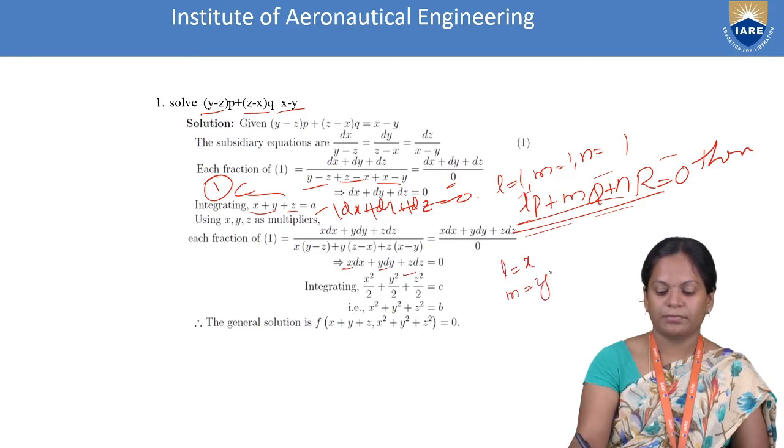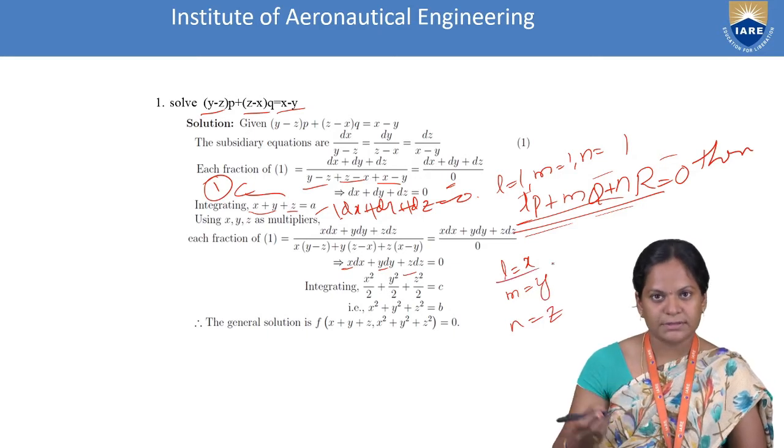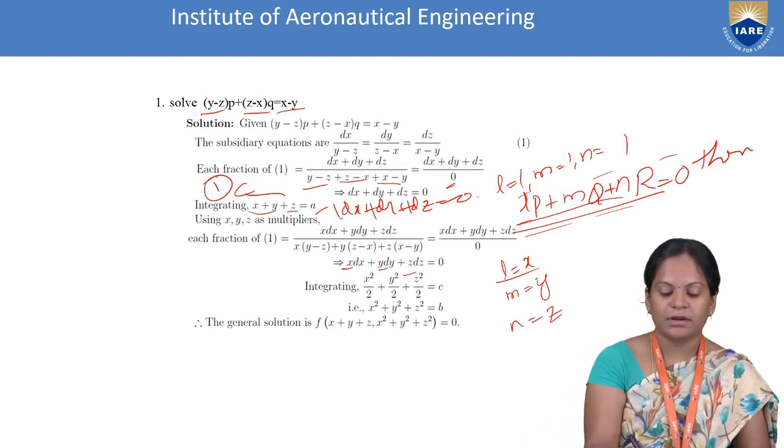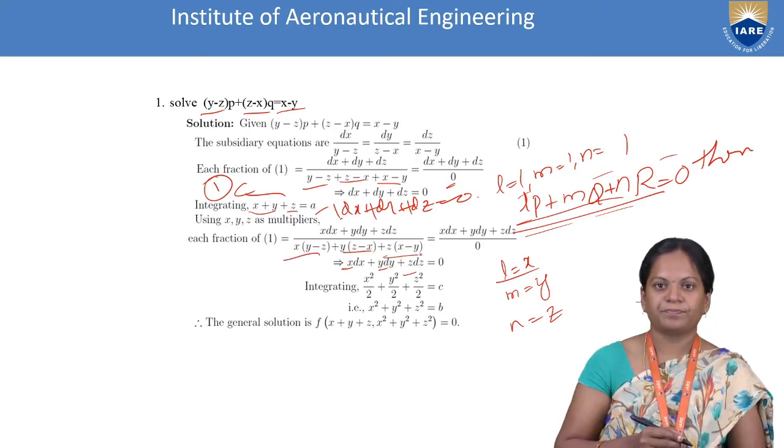M is here Y. N is here Z. We can choose either L or X or 0, M either Y or 0, N either Z or 0. Now choose those multipliers. What is the condition? LP plus MQ plus NR value must be 0.